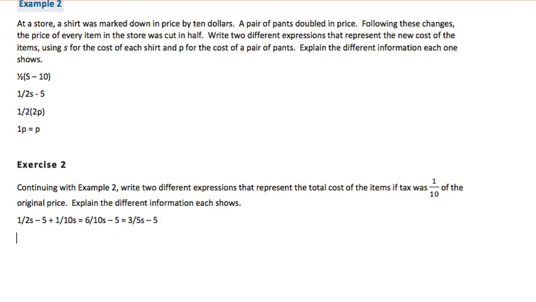For the pants, our final was just the original price, and then we would need to add 1/10 of the original price, and that will give us 1 and 1/10 times the original price.